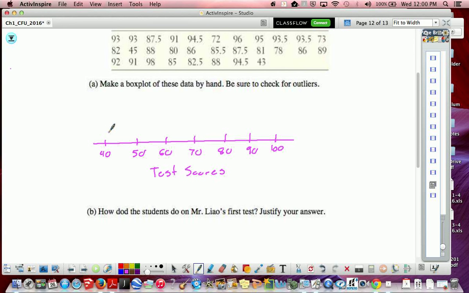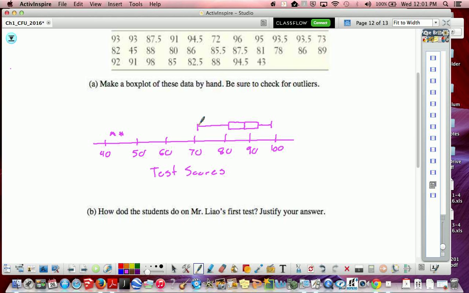So again, remember I had those 2 scores in the 40s. I had a 43 and a 45. Put my 2 outliers there. Then this last score was what? It was like a 72, I believe. And then I have my 87. There's that part of the box. Went up into the 90s all the way up to 98. So I just want to connect that. I got my box plot of test scores.